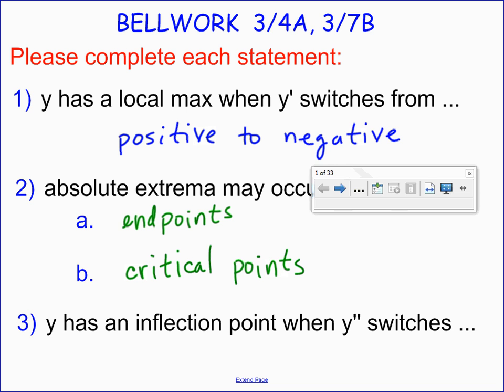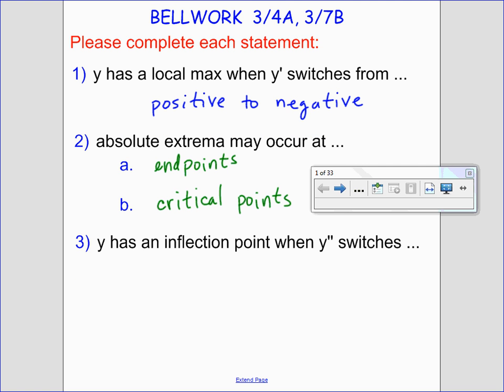And lastly, number 3, y has an inflection point when y double prime switches what? In order to have an inflection point on y, we remember that's a change in curvature, then y double prime switches what? Kobe? Signs. Yes, it must switch signs. It must switch from positive to negative or from negative to positive, but there must be a sign change. It's not enough for y double prime to equal 0 or be undefined at a particular x equals c value. That doesn't guarantee the existence of a point of inflection. It just gives us a possible point of inflection. We still need to further investigate to see if y double prime changes sign.